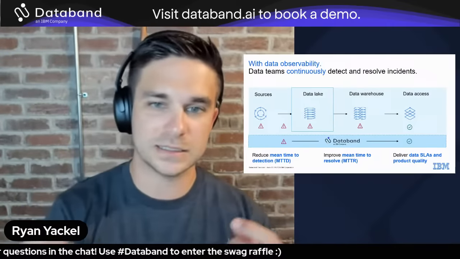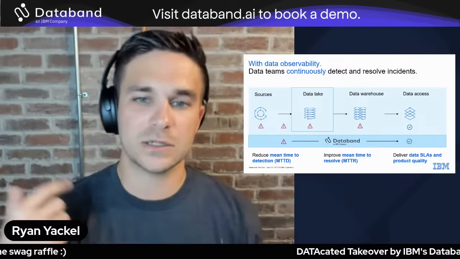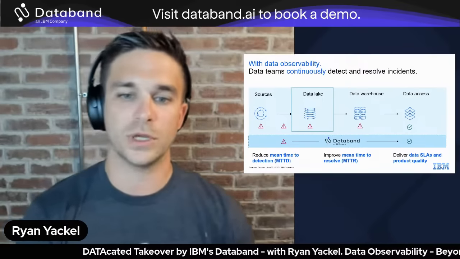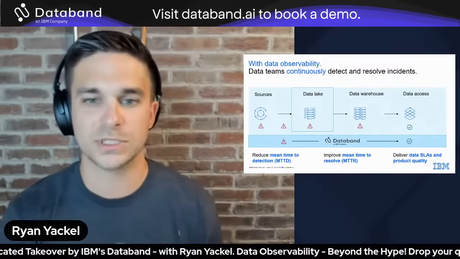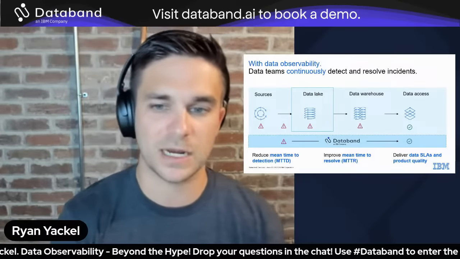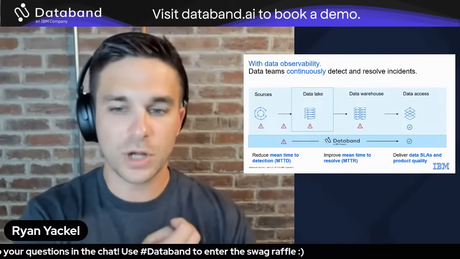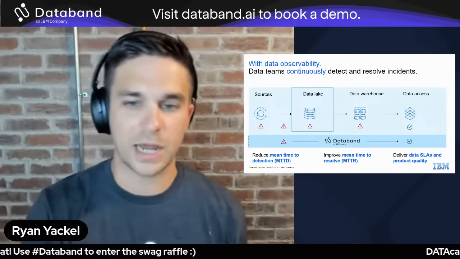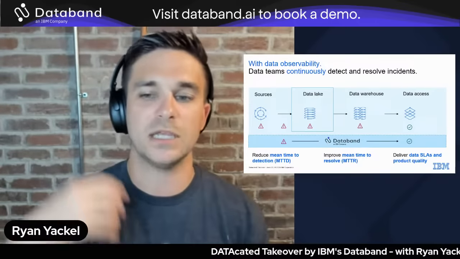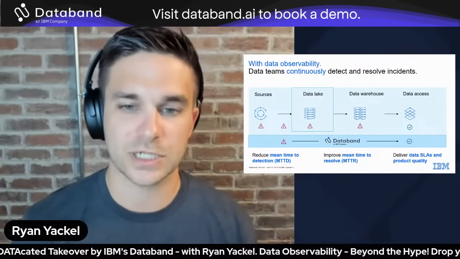When you layer in this data observability component, you're getting into a continuous workstream of detecting and resolving incidents in near real time. So, being able to reduce the mean time to detection, being able to alert exactly when an issue happens, maybe way upstream where you may not have known about it, and then telling you exactly where the actual root cause of the issue is. That's around improving your mean time to resolution. And then being able to monitor these things at scale sets you on track to deliver data SLAs and the product quality that you're actually building this data for.